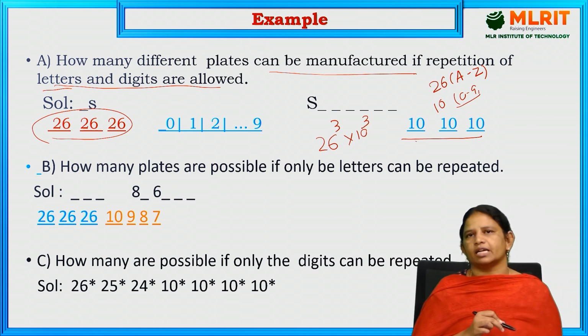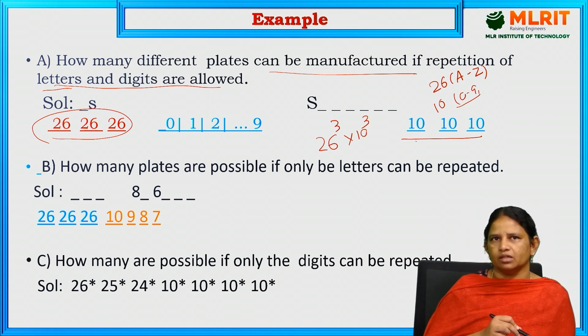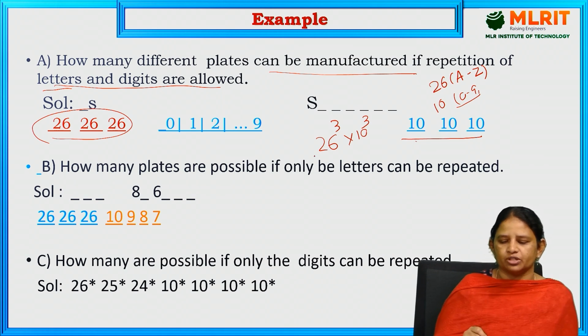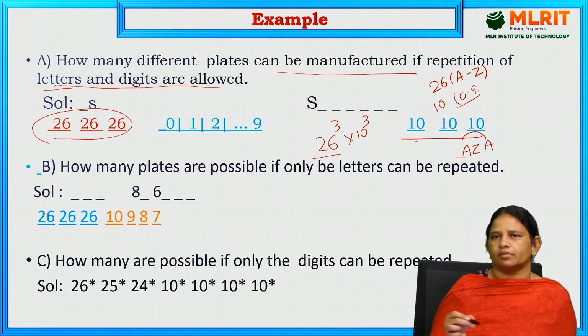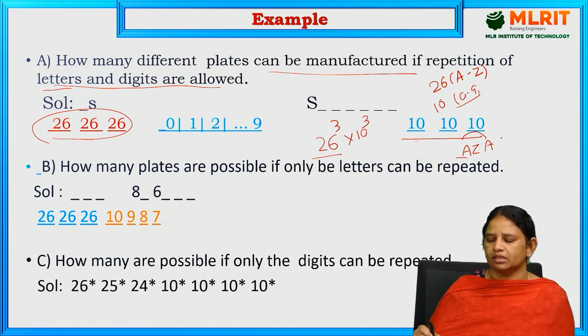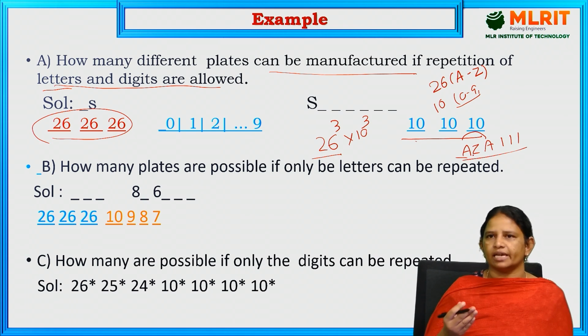Suppose a number plate is manufactured with 3 letters and 3 digits. The 3 letters can be repeated, that means repetition is allowed, so you can write 26 each time. Suppose you are using the plate A, Z, A like this. A may be repeated. After that 3 digits, 111. This is a number plate. So repetition allowed means you can use the A one more time.